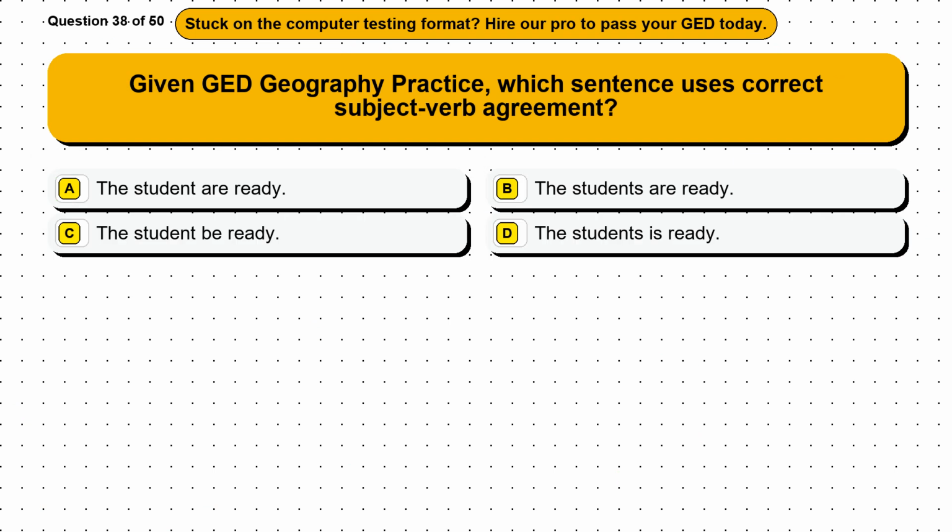Question 38. Given GED Geography Practice, which sentence uses correct subject-verb agreement? Option A. The student are ready. Option B. The students are ready. Option C. The student be ready. Option D. The students is ready.